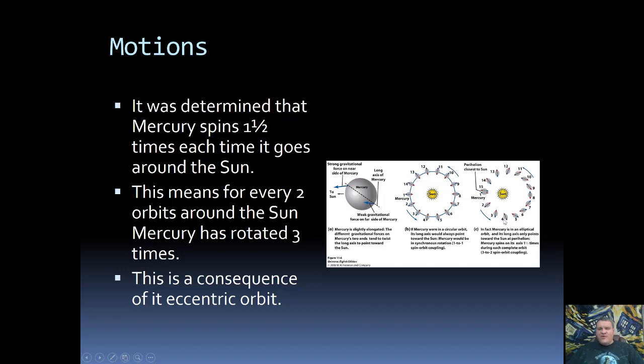Then, as it swings farther away, gravity decreases, allowing Mercury to spin some until it comes back in and wants that axis pointed again. But now that axis will have flipped by 180 degrees. So we get 1.5 rotations for every orbit.